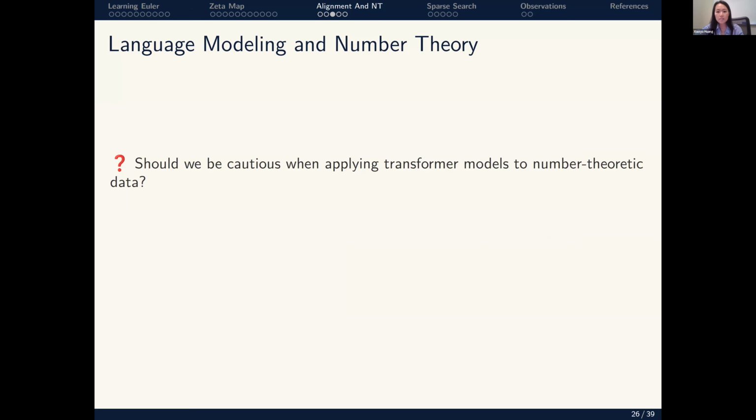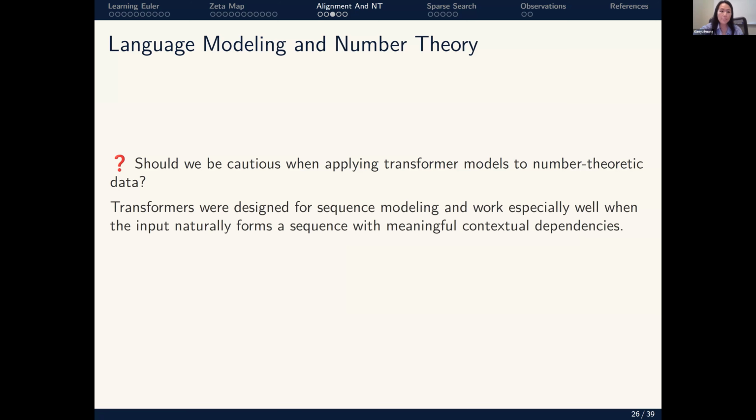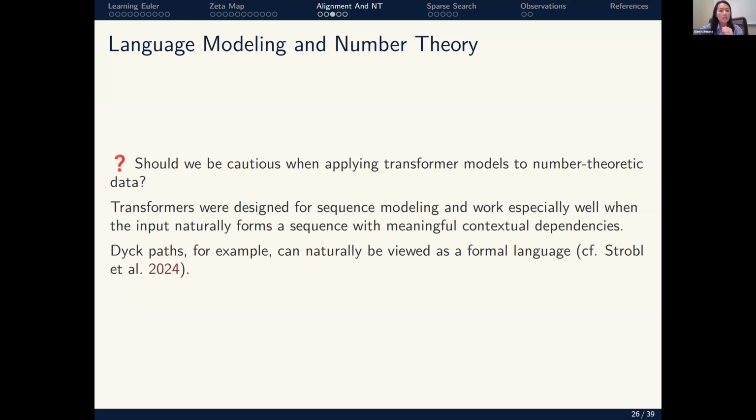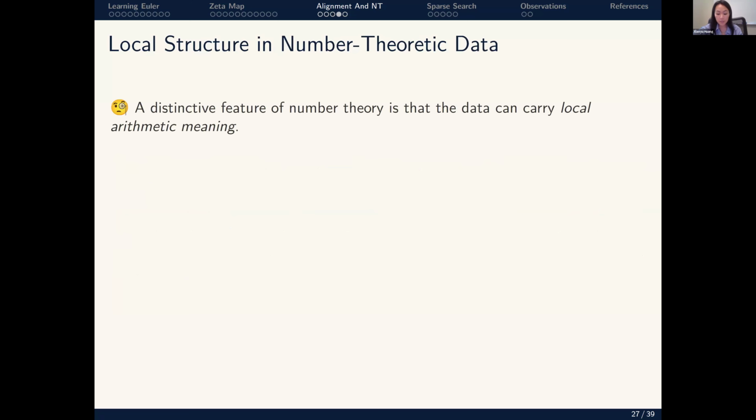Now, if we're interested in exploring further in this area, which I think there's great hope for, is there anything that we should be cautious about when applying transformer models to number theoretic data? Yes, transformer models were designed to do sequence modeling, and they work especially well if the input sequence has meaningful contextual dependencies. Digit words, for example, can naturally be viewed as a formal language. But a distinctive nature of number theory is that the data can carry local arithmetic information that is rather independent, even though it appears to be a sequence.